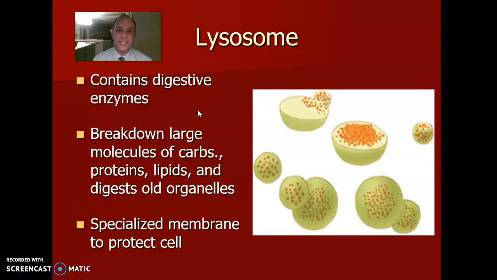The next organelle you might have seen on one of those diagrams is the lysosome. And if you looked it up, you'll see it contains digestive enzymes, and it breaks down large molecules of carbohydrates, proteins, lipids, and digests old organelles. So when organelles get used up and they're no longer valid, they go to the lysosome to be recycled. Boom, recycling center. That's how you can remember it. Okay, specialized membrane to protect the cell. That's what they have in there.